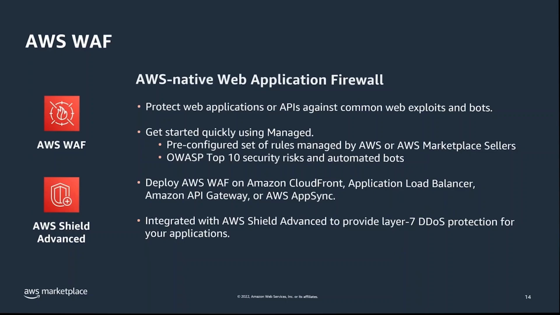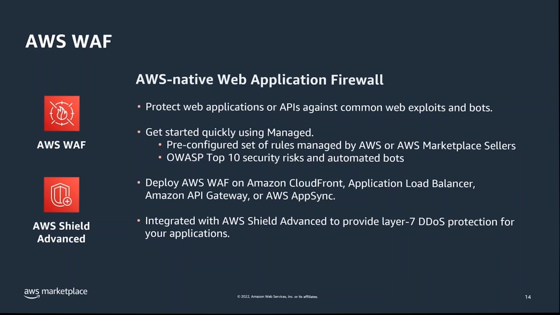There's a lot of rules that are provided as emerging threats come out. If everybody remembers recently the log4j that was out there, we were able to provide a WAF rule that you could use to protect your workloads that might have log4j in them, and we provided that rule within 24 hours. So it attaches to a number of common services: CloudFront, application load balancer, API gateway, and AWS AppSync, as well as integrating with AWS Shield Advanced to provide layer 7 denial of service mitigation.